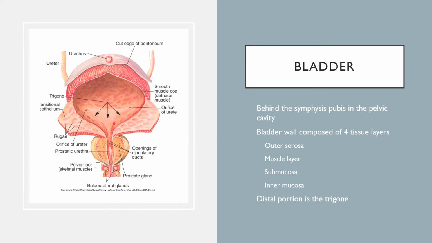And you can see that here is our trigone at the lower end of the bladder. So here are our 2 ureteral openings, and then our urethral opening. And as you can see, with the presence of a prostate gland here, this is in a male bladder.